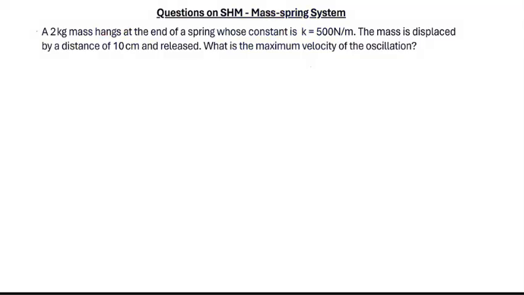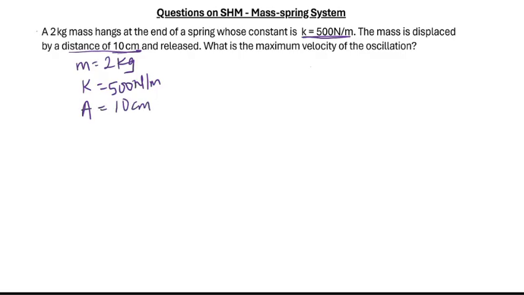Okay, this is the next question. A 2 kilogram mass hangs at the end of a spring whose spring constant is given. The mass is displaced by a distance and released. What's the maximum velocity? All right, we list out our parameters first. The mass given to us is 2 kilogram, and the spring constant K is 500 Newton per meter, and they said it is displaced by a distance, which means the amplitude is 10 centimeter.